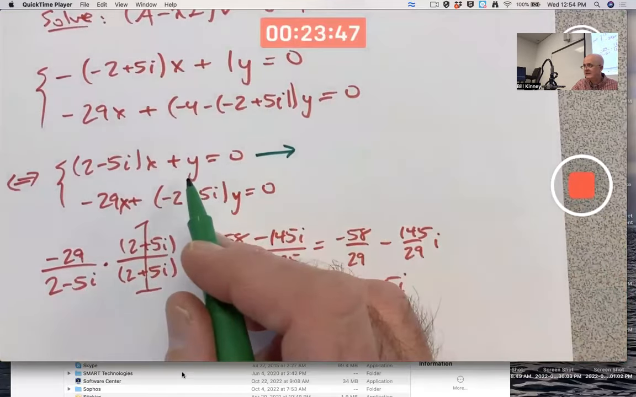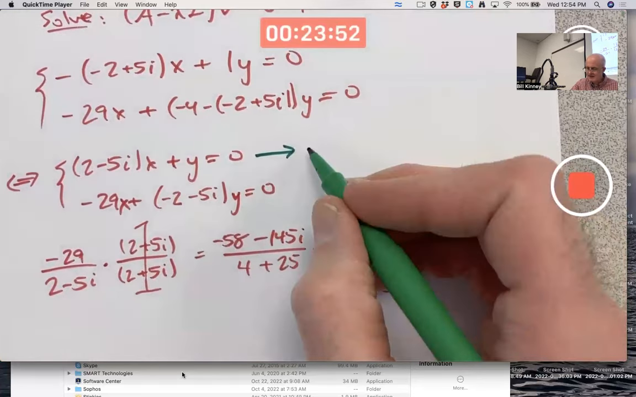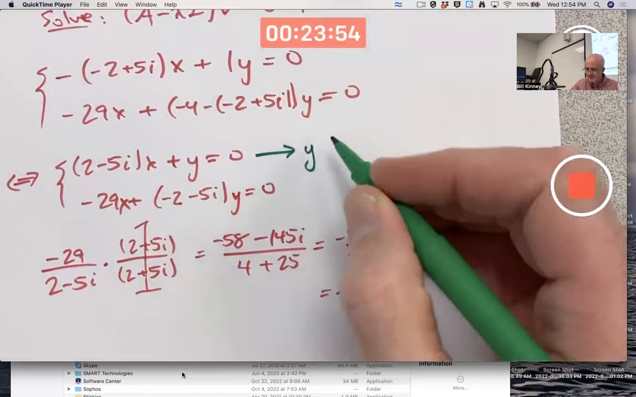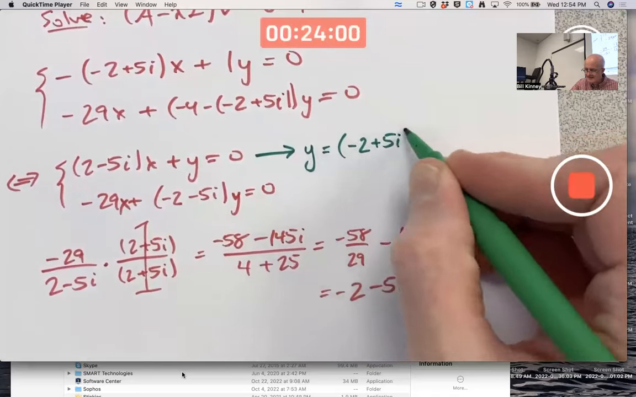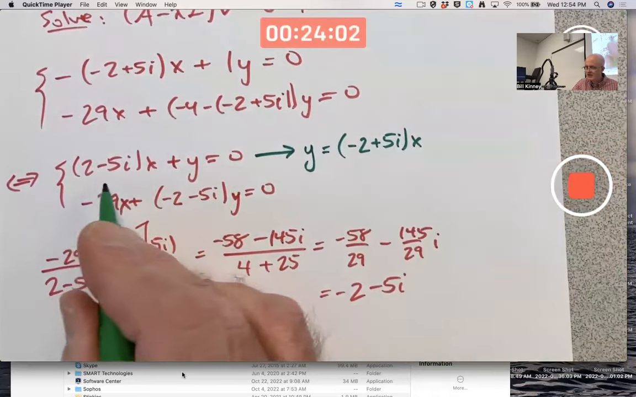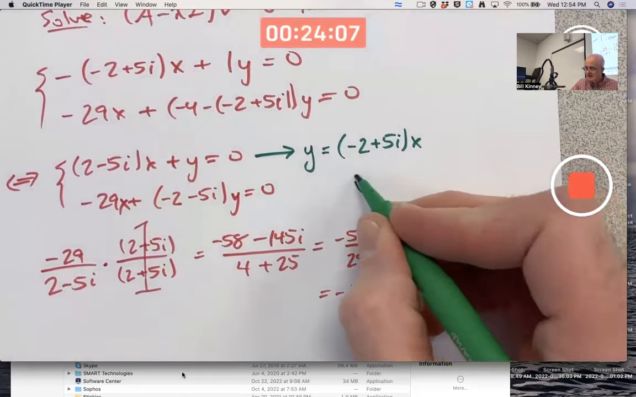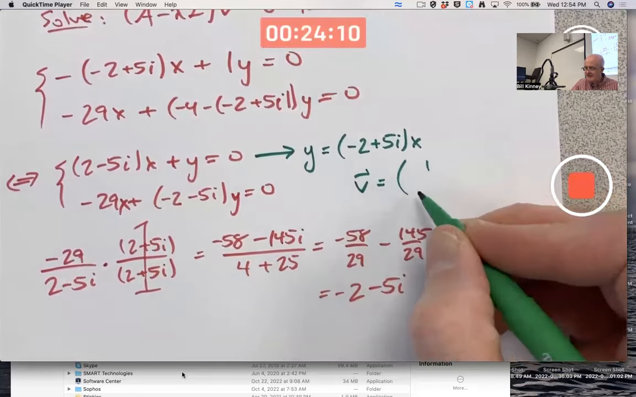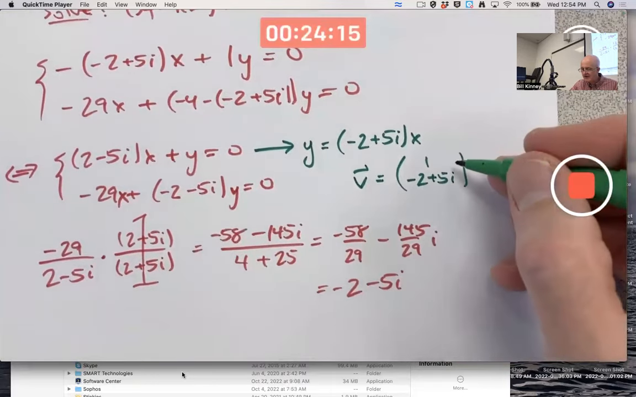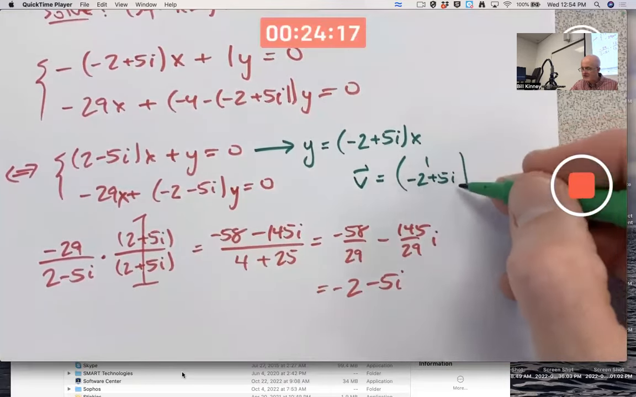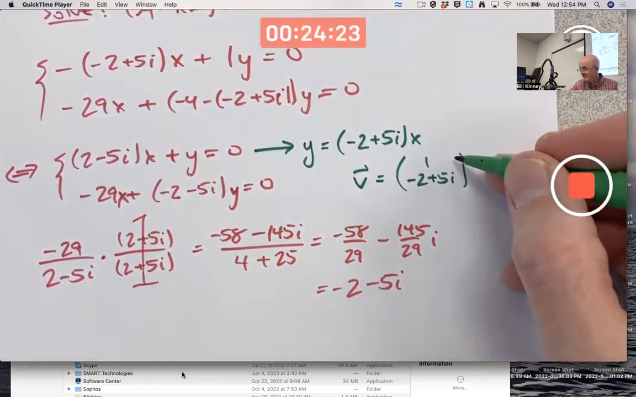Typically, when you see something like this, you'd think of y as the free variable and put it on the other side. But I think it's probably easier to think of x as the free variable. Think of this as being y equals negative 2 plus 5i times x. I put that expression on the other side. Think of x as the free variable. Let it equal 1, say, and that means if x is 1, then y is negative 2 plus 5i. It's a very common mistake here for people to switch these around and put a negative 2 plus 5i up there.